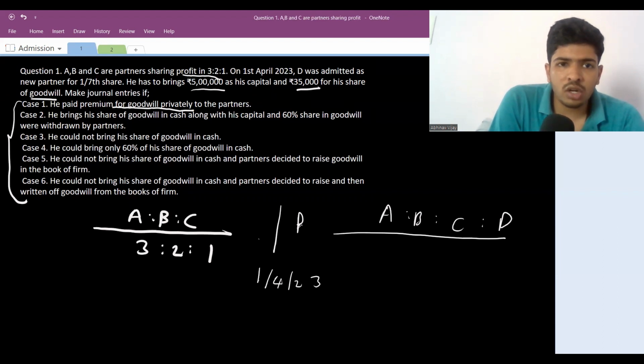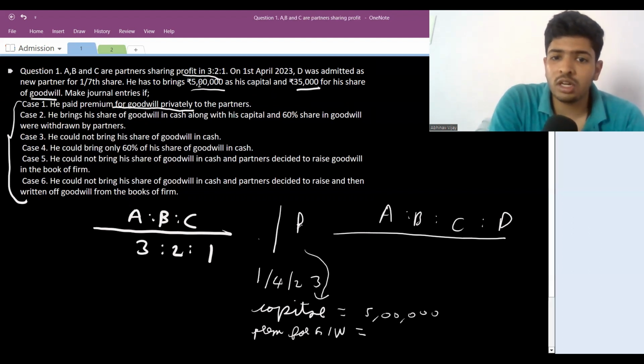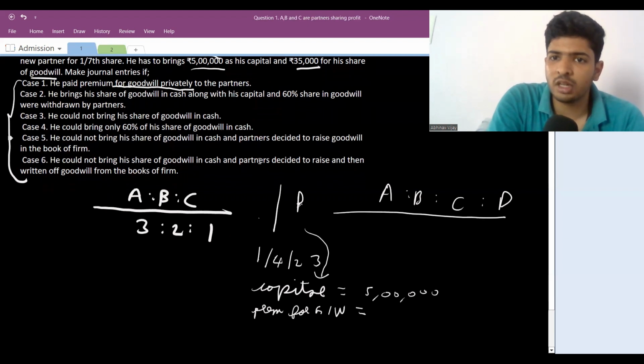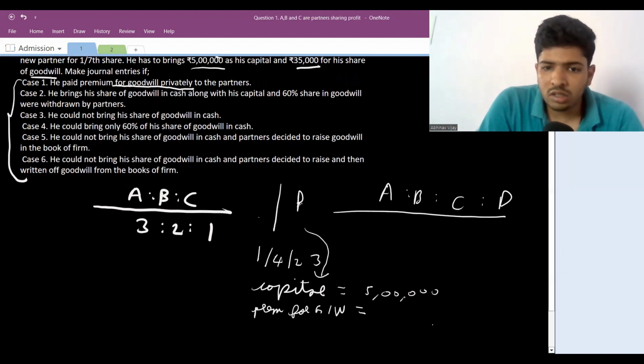And here on this date of admission, we can write: capital brought in by D is 5 lakh, and premium for goodwill is 35,000. What is premium for goodwill? That's his contribution that he brings into the business because he's admitted newly. All right.